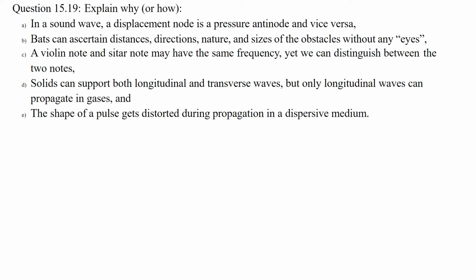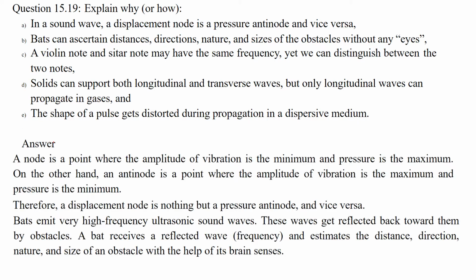Explain why or how in a sound wave a displacement node is a pressure antinode and vice versa. See, a node is where the amplitude of vibration is minimum, like this. Okay. So this is a node, these are the antinodes. So here at this point, the amplitude of vibration is minimum and the pressure is maximum. But if we talk about the antinode, these are the points. Here the amplitude of vibration is maximum. A is max here. And P is not max, but P is minimum. That is why in a sound wave, we can say that a displacement node is a pressure antinode and vice versa. This is the first explanation.